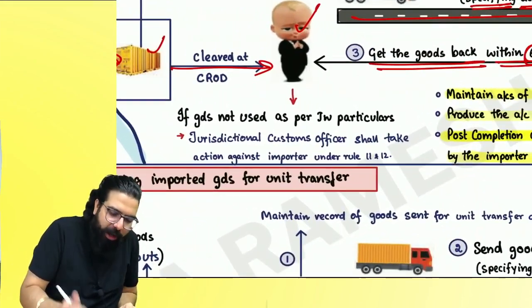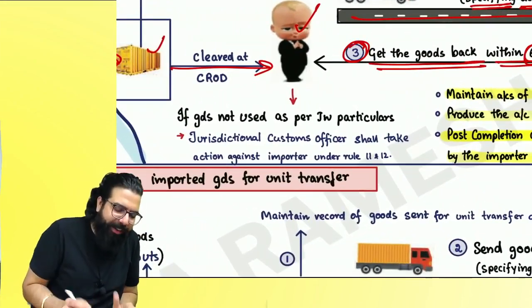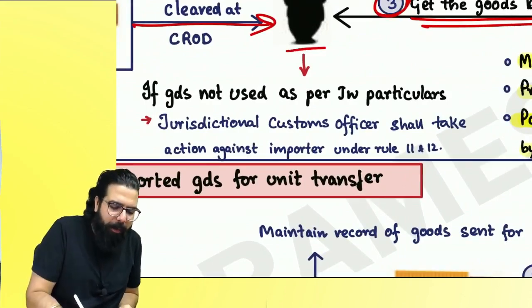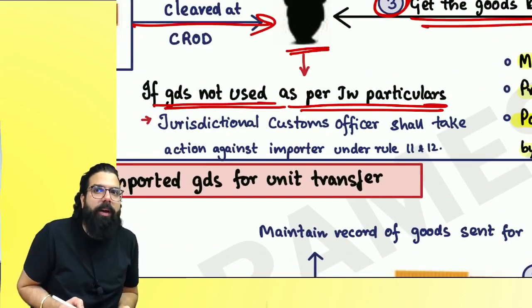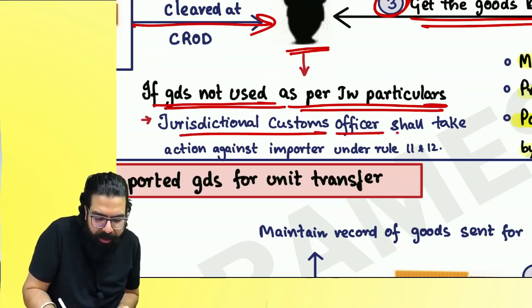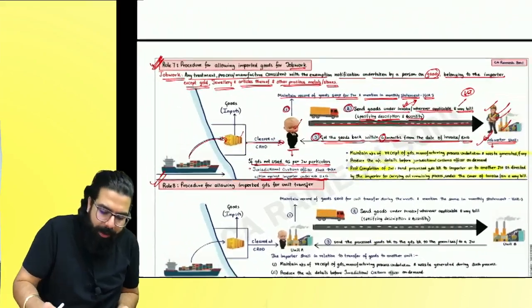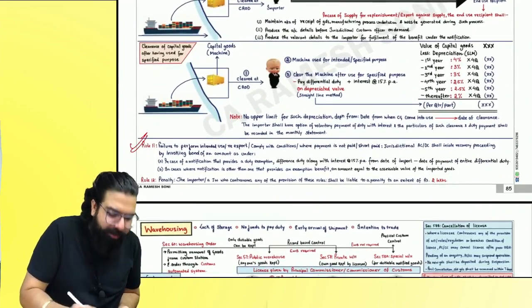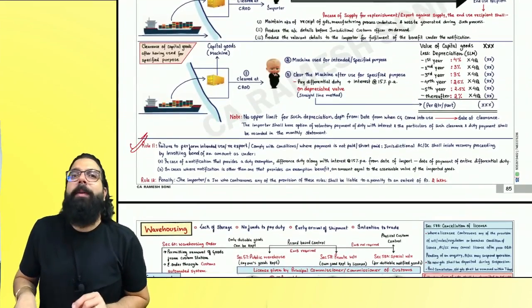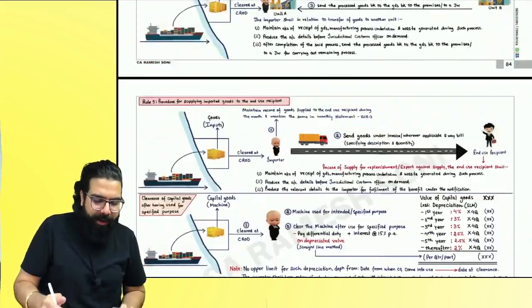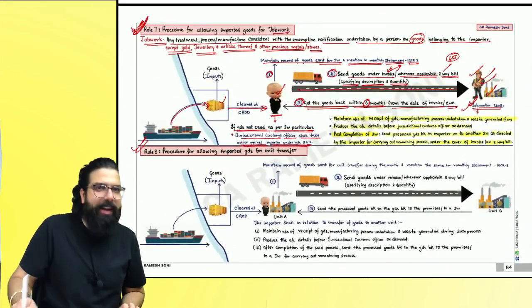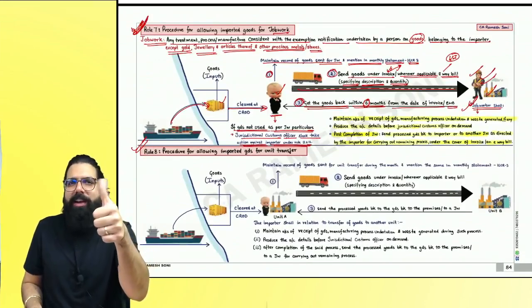Everyone over here now. Now the goods have come back. Thirdly, you should get the goods back. Always remember, if you don't use the goods as per the job work particulars, the jurisdictional customs officer shall take action against the importer under rule number 11 and 12, which I'll be teaching you later. Basically, they will penalize you, and that penalty provision is told in rule number 11 and 12. Is the job work process clear to all of you when you are sending the goods?